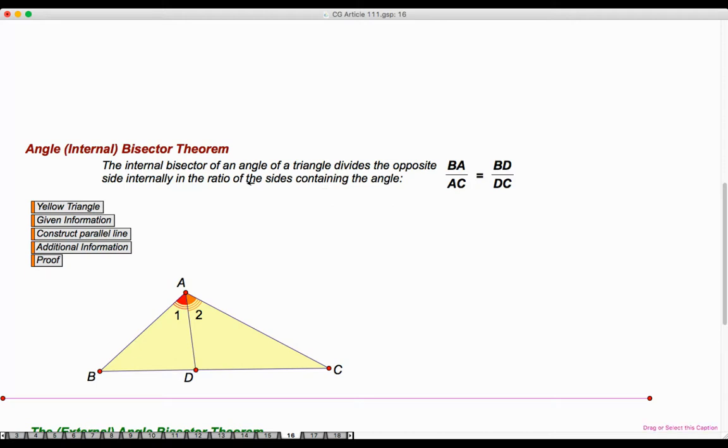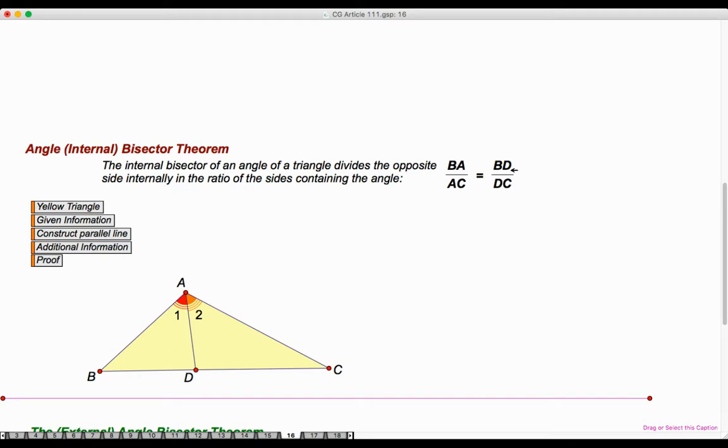The internal bisector of an angle of a triangle divides the opposite side internally in the ratio of the sides containing the angle. So this is angle A, and we have the angle bisector AD. Thus, angle 1 is congruent to angle 2. So what it says is that segment BC is divided into two segments, BD and DC, and the ratio of BD to DC is the same as the ratio of BA to AC. Thus, BA is to AC as BD is to DC.